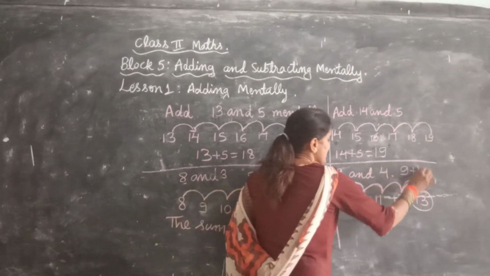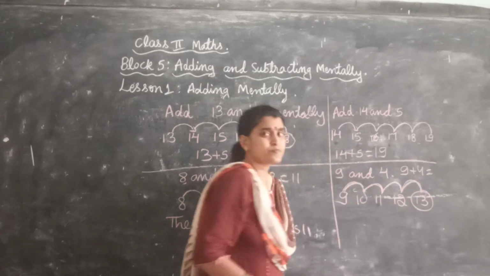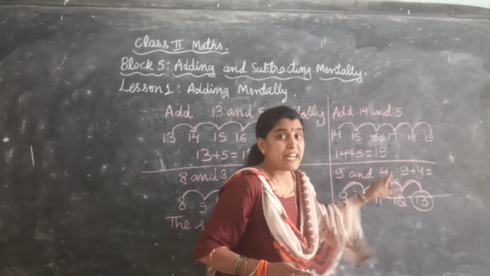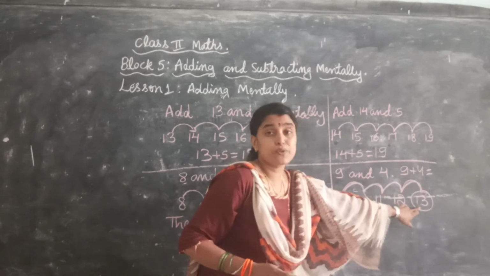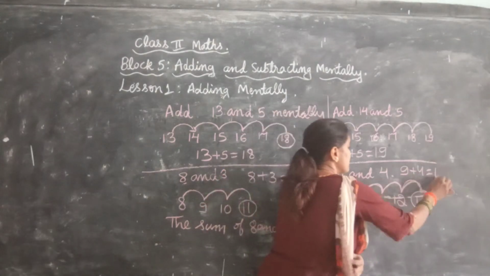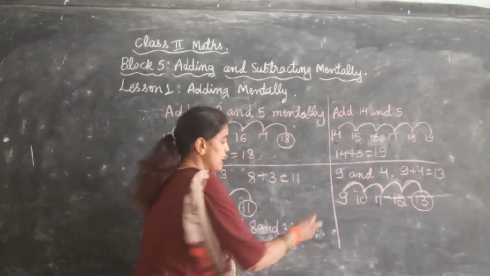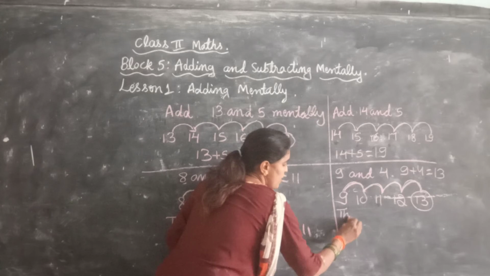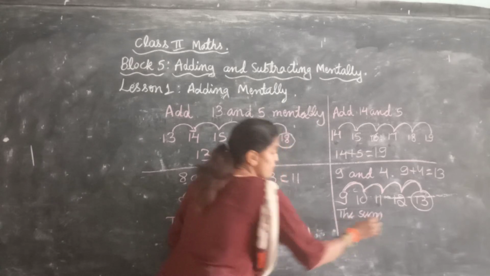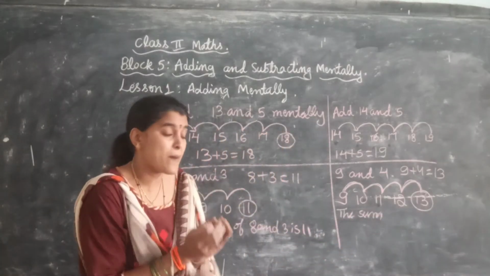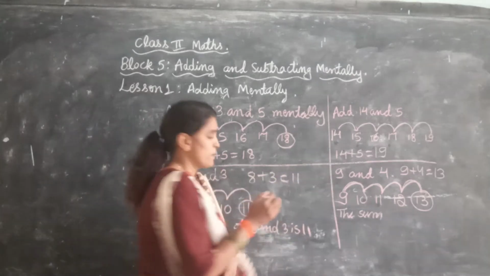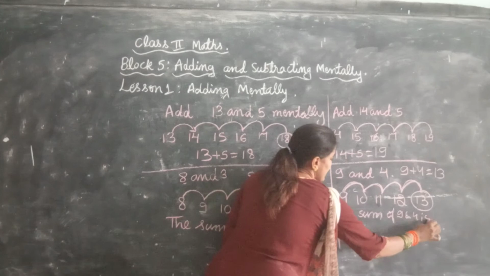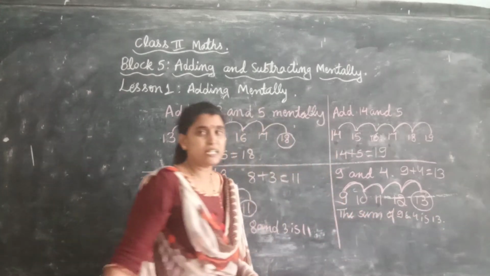So 9 plus 4. To show the answer, we have to use this equal to symbol. 9 plus 4 is equal to 13, the last number. Okay children, like this we can write. So the sum means the total. The sum of 9 and 4 is 13.